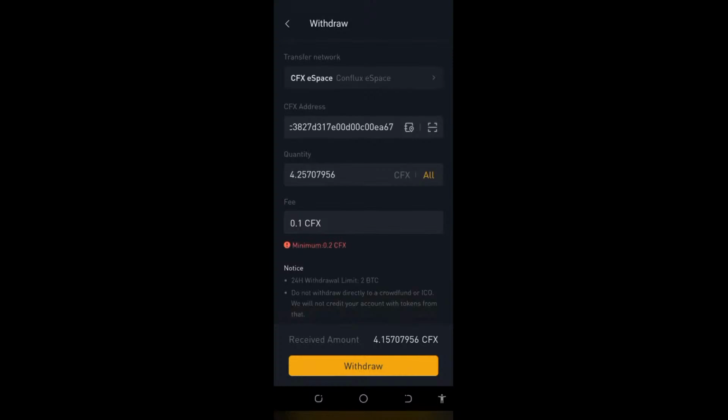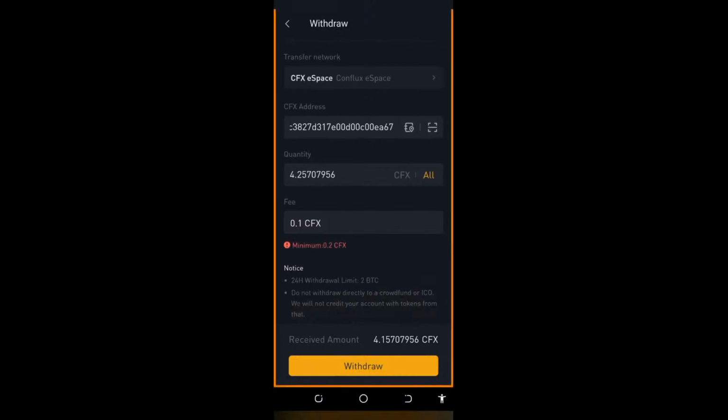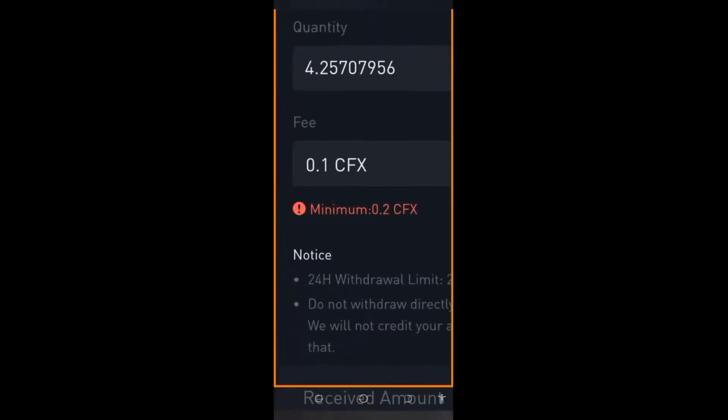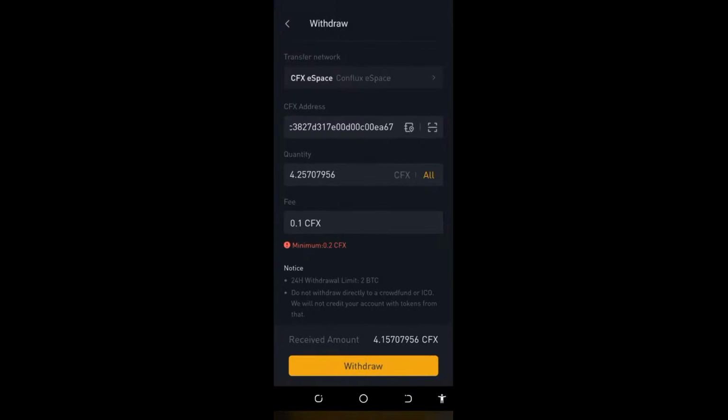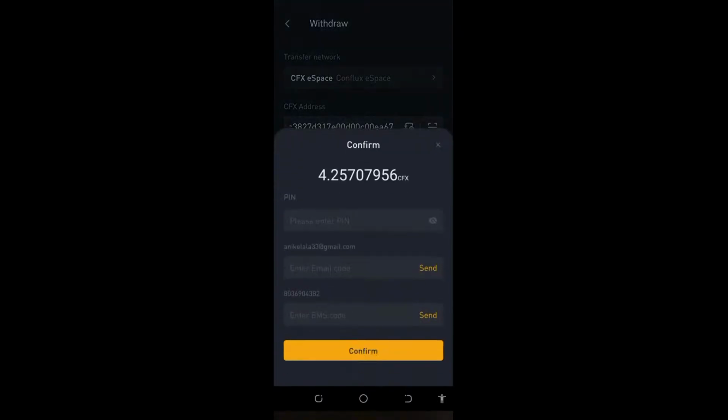What do we get? 4.15. Good. I knew we were going to lose some money, but that's fine. The fee is 0.1 CFX. Okay, great, no problem, as long as I get my money out. I mean, all we were doing was risking $1, right? So let's go ahead. What did it say? Okay. I'm just going to put in all my details and I'll see you on the other side.